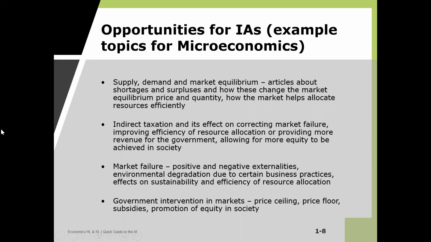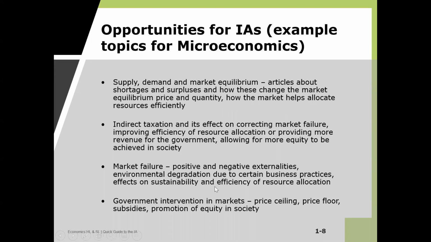Opportunities for IA, we talked a lot about this before: supply, demand, and market equilibrium, shortages, surpluses, how this changes the market price and quantity, how the market helps allocate resources efficiently, and so on. Good topics there, lots to work with. Impact of taxes, so governments put taxes on some goods to try to correct market failure and so on. It allows for more equity to be achieved in society.